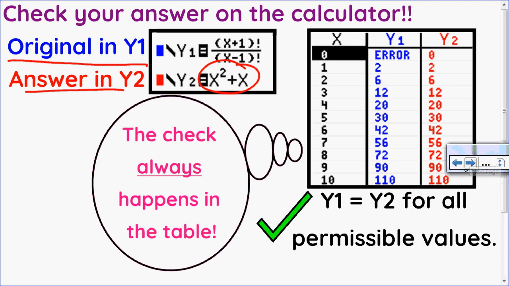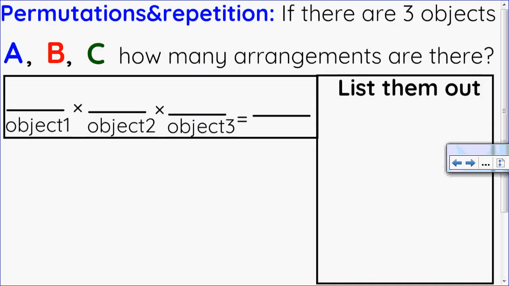Let's try another example. In this one, I'm going to go back to the fundamental counting principle. I'm going to arrange 3 objects. So if I have 3 objects, A, B, and C, I want to know how many arrangements there are. I have 3 choices for my first object, 2 choices for my second, and 1 choice for my last. Altogether, that would be 6 different ways of arranging 3 objects.